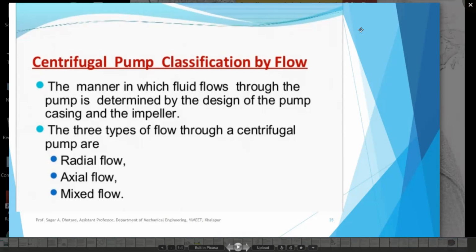Okay, so as we are discussing the centrifugal pump, with respect to the fluid flow through the pump, there are three types. First one is a radial flow, second one is an axial flow, and third one is a mixed flow.